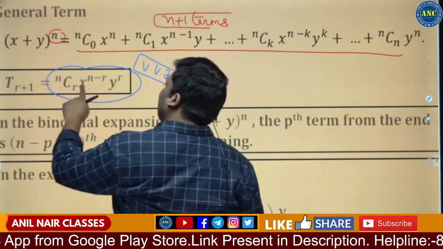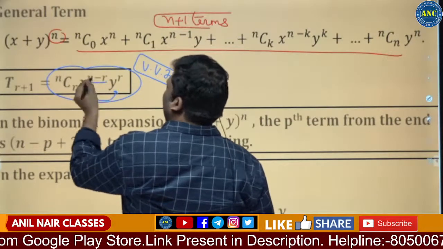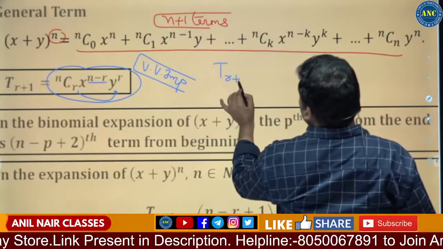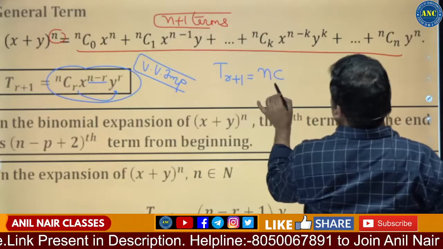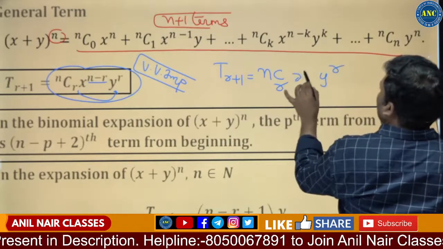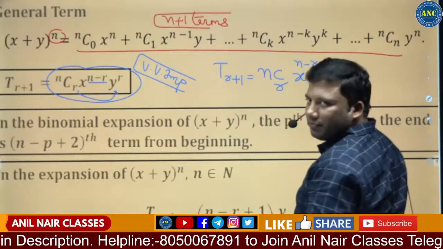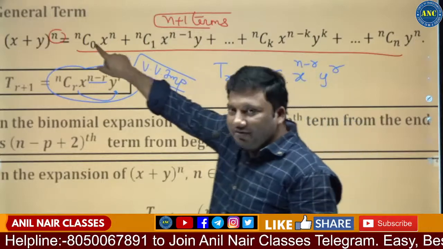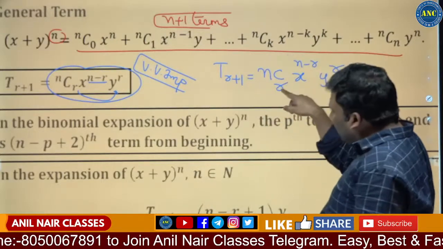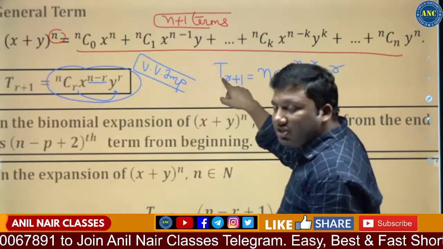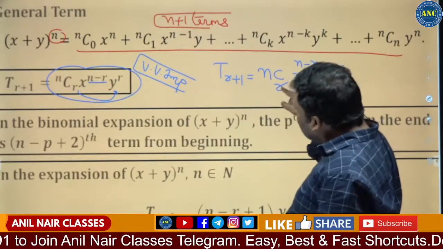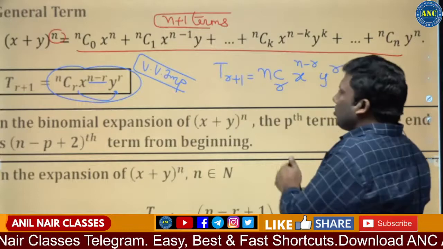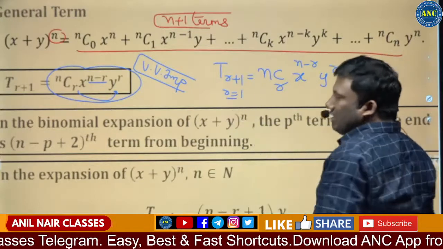Out of n, I am selecting r for y, y power r, and the remaining n minus r is given to x. Very, very important. The generic term is given by: out of n, I am selecting r, y power r, x power n minus r. Why is it becoming r plus 1? Because the first term starts from 0. So nC0 will become the first term, so r is 0. The second term is nC1, then nC2, nC3. So for the second term, the r value will be 1. That is the reason it is r plus 1.